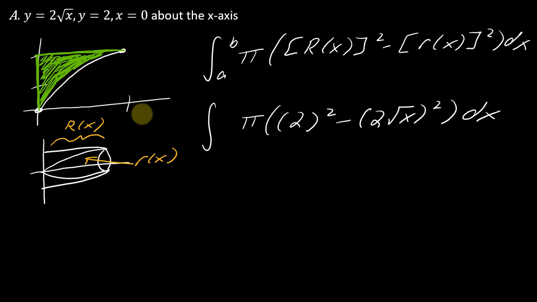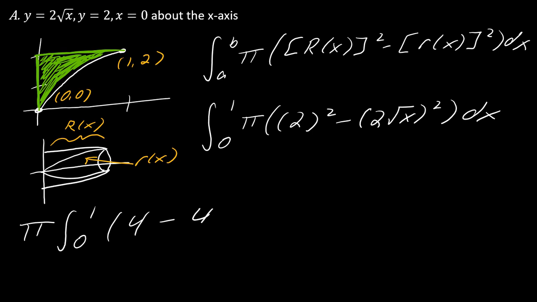Okay, and then I still need to know what are my limits of integration. So I'm looking for the x values here. So this really goes from 0, 0 to 1, 2. So these go from 0 to 1. Okay, so we're in business now. So I can go ahead and square everything. So this will be pi, 0 to 1. So this ends up becoming 4 minus really just 4x, right? So 2 squared is 4. Square root of x squared is just going to be x. Okay, so no problem. So let's make a little extra space and then finish this.